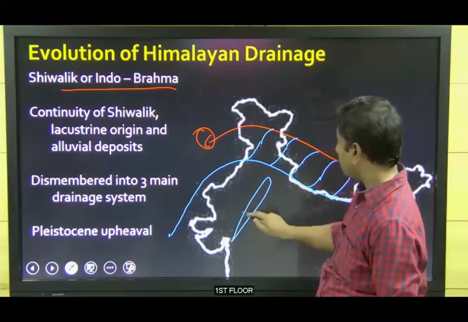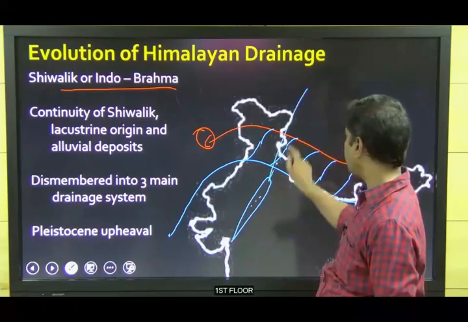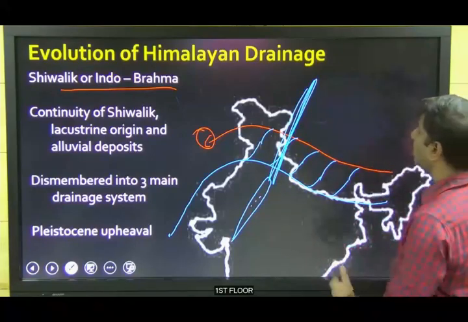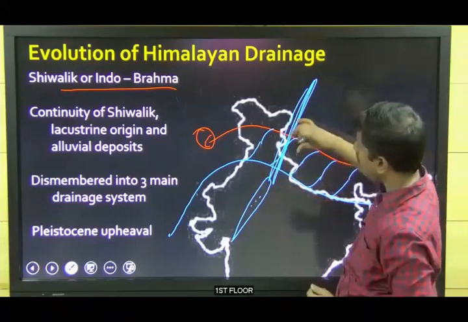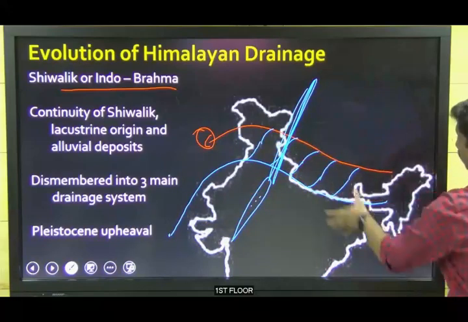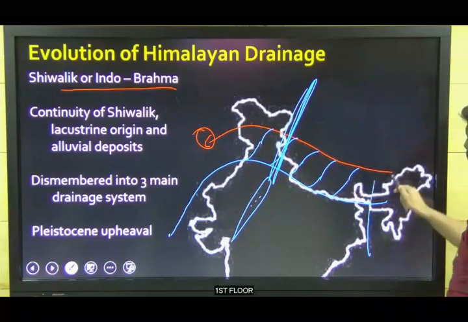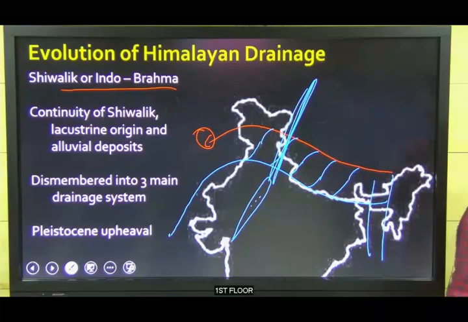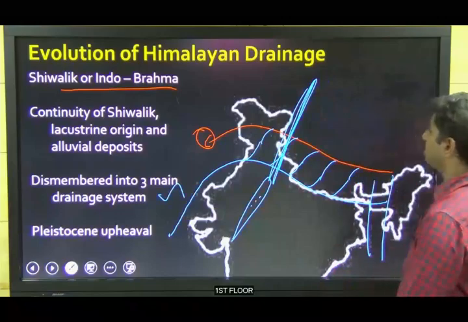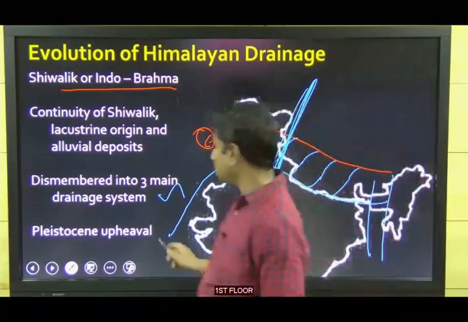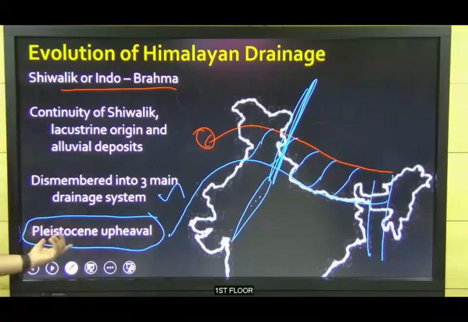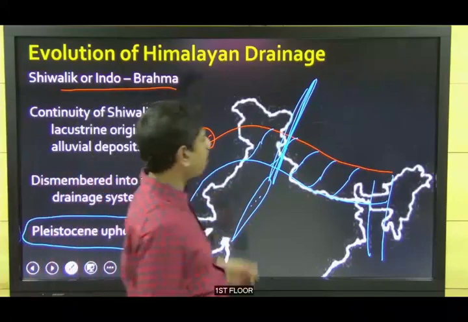And then this rise of the Aravalli dismembered the flow. Since this is raised, this side started flowing this way, and this side river started flowing towards the downslope towards the Malda Gap, dismembered into three main drainage systems, and that happened due to this Pleistocene upheaval. Pleistocene is the period during which the rise happened.